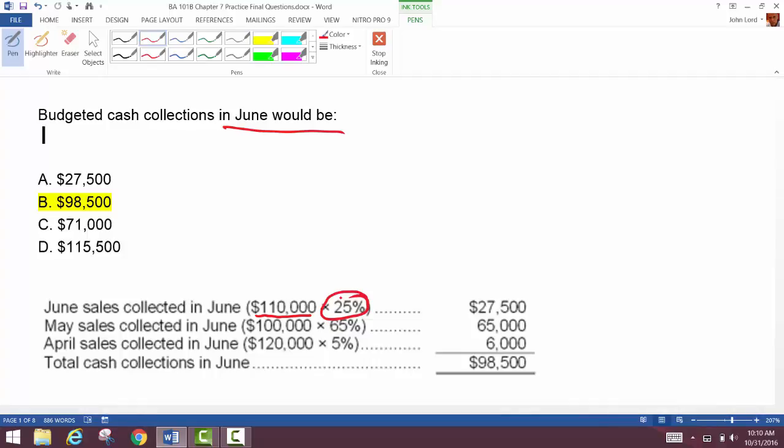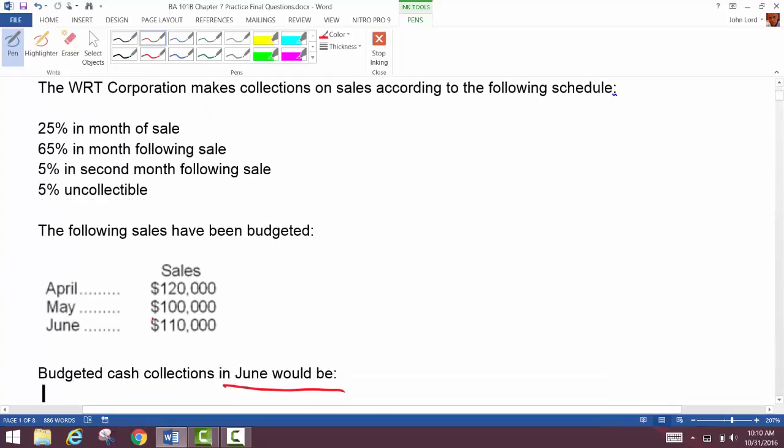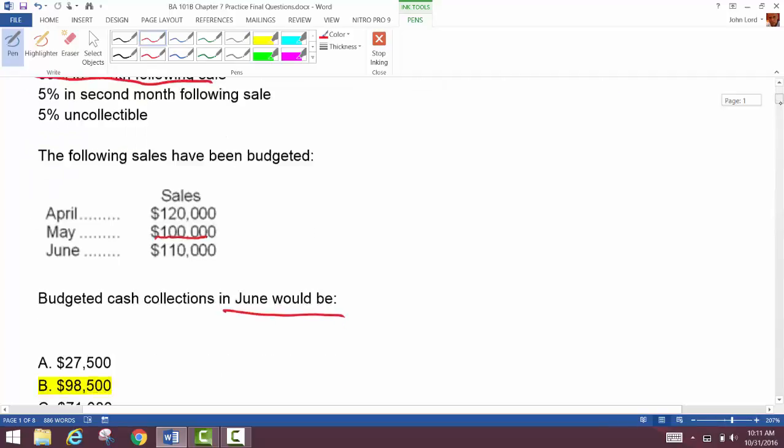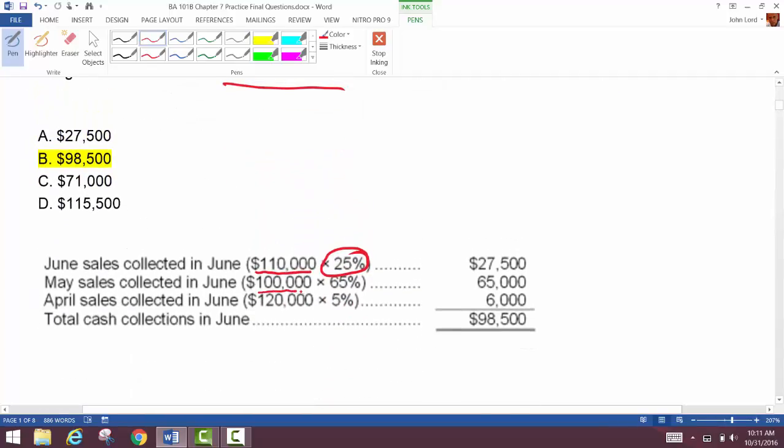Then they told us up in the fact pattern that the May sales were 100,000, and they tell us 65% is the month following the sale. So the May sales, at least 65%, will be collected in June, right? So they took the 100,000 times 65%. That gave us the amount that was going to be collected of May sales in June.